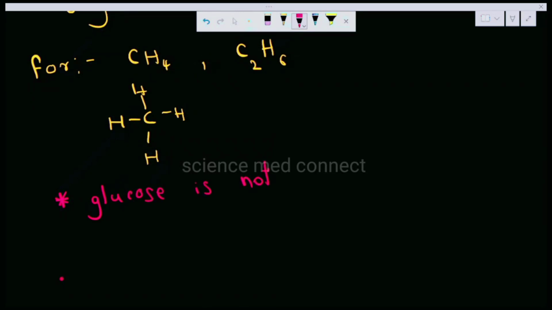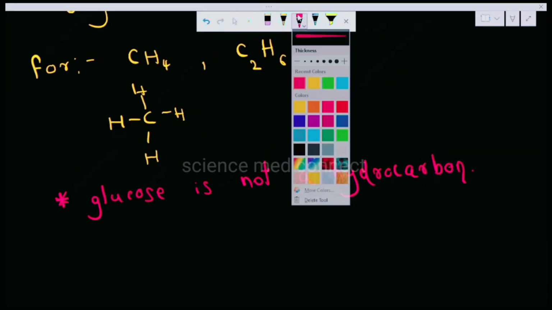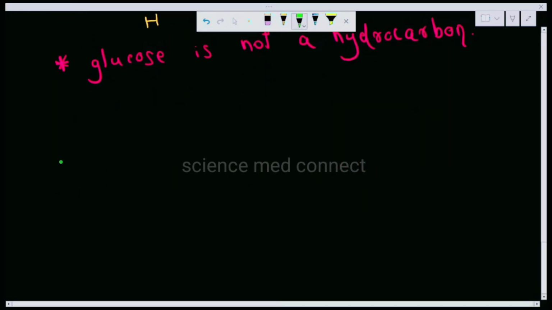So is glucose a hydrocarbon? No, glucose is not a hydrocarbon because glucose contains oxygen.